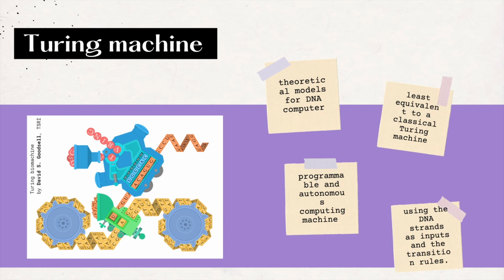Number 5. Turing machine. The DNA computer is a virtual Turing machine. Several theoretical methods for building a universal DNA computer have been devised, and mathematical proofs have demonstrated that some DNA computing models are at least equivalent to the conventional Turing machine. Some institutes created a programmable and autonomous computing machine in 2001 using DNA strands as input and transition rules.